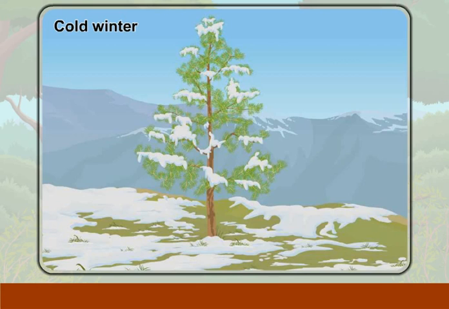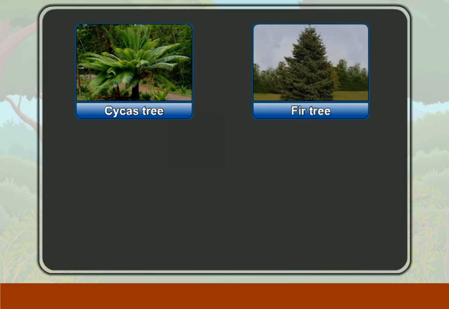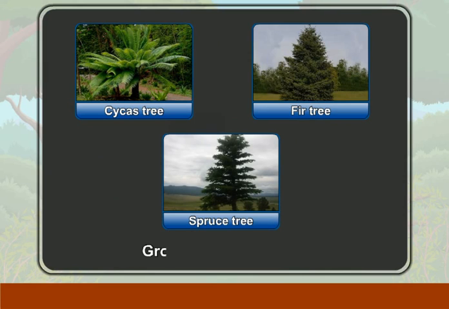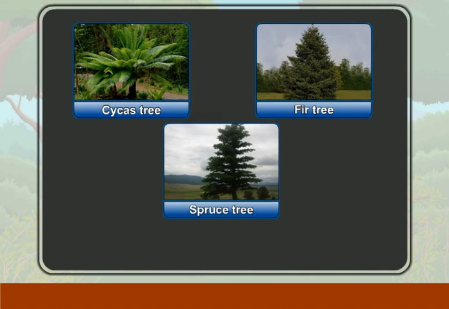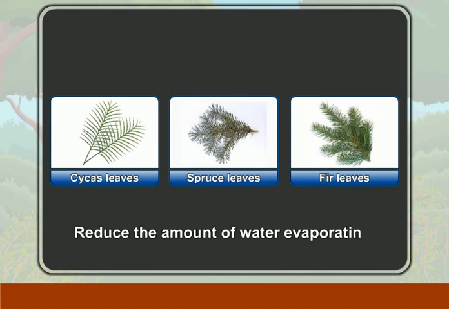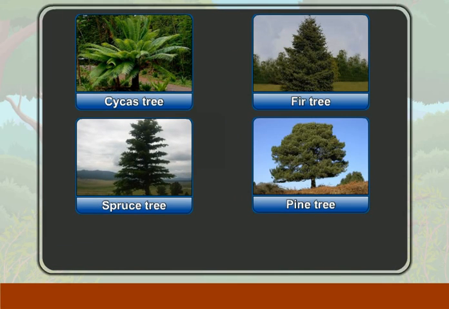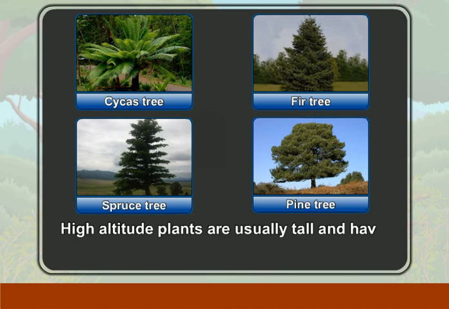Like a pine tree, plants like a cycas tree, a fir tree, and a spruce tree also grow in high altitudes. All these trees have needle-like leaves which reduce the amount of water evaporating out of the plant body. Hence, they survive in the high altitudes. High-altitude plants are usually tall and have parallel branches.